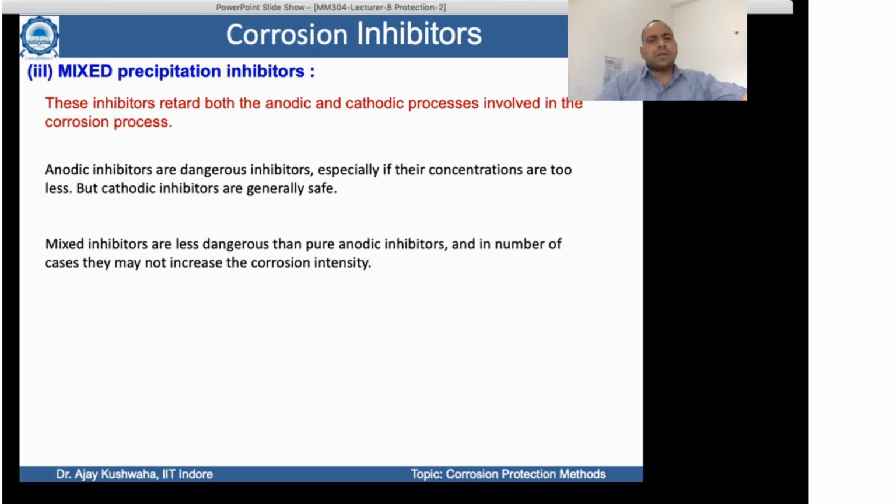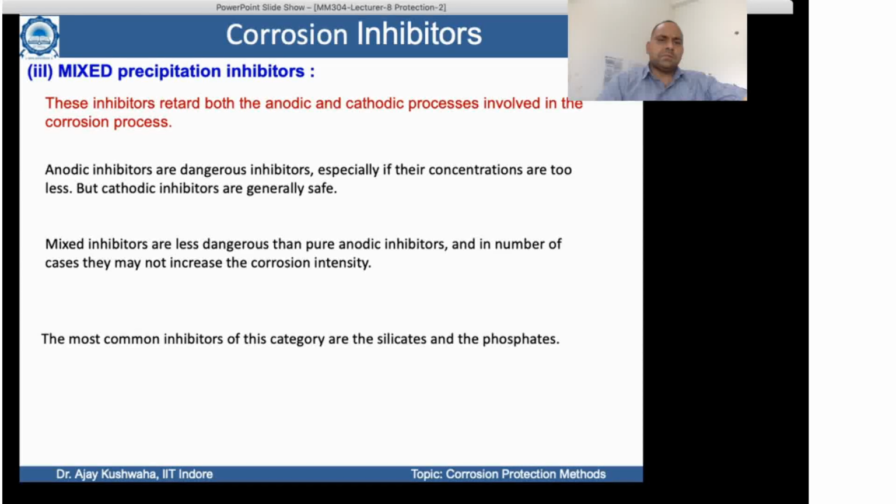Mixed inhibitors are less dangerous than pure anodic inhibitors, and in a number of cases they may not increase the corrosion intensity. The most common inhibitors of this category are silicates and phosphates. So silicate and phosphate based chemicals can be utilized as mixed inhibitors.